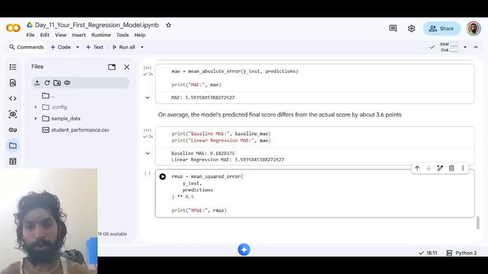RMSE stands for root mean squared error. Like MAE, it measures prediction error in the same unit as the target. However, RMSE gives more importance to large mistakes. This happens because the errors are squared before they are averaged.